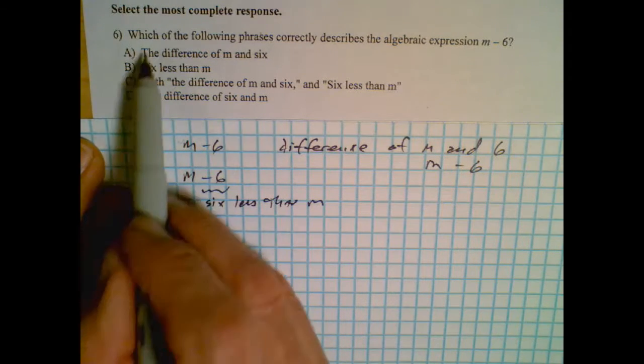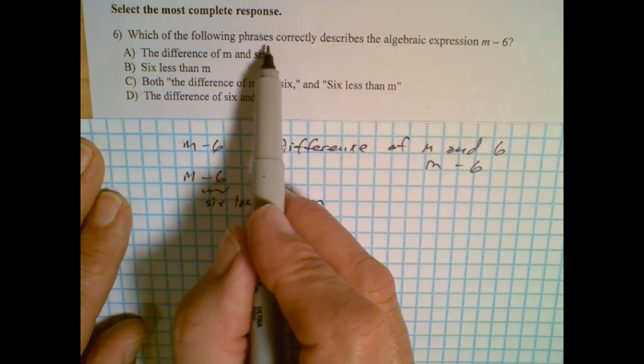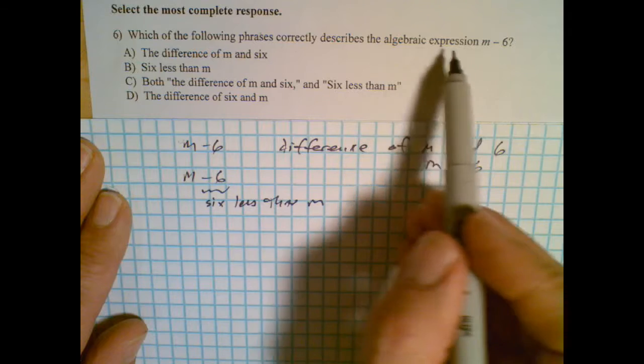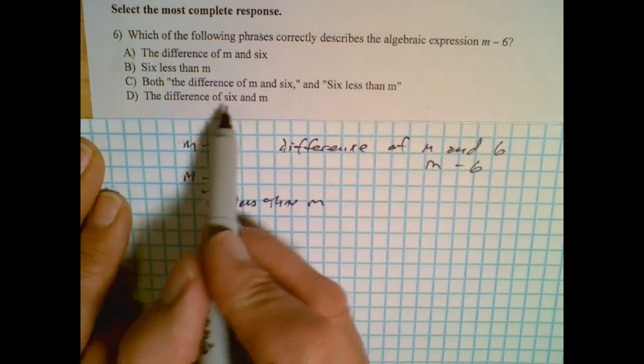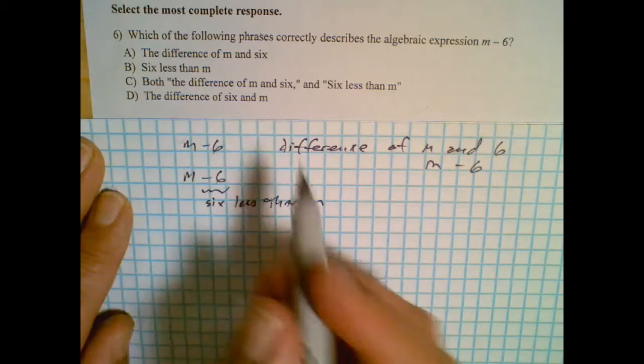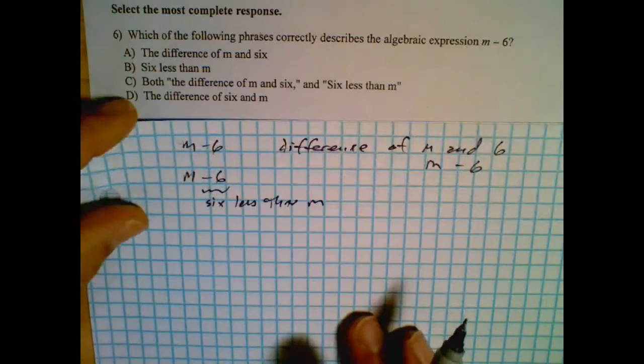And notice this, which of the following phrases, which implies plural, more than one, correctly describes the algebraic expression m minus 6? There you go. These two. The difference of 6 and m would be written as 6 minus m. So that would definitely be wrong. So number 6 was C.